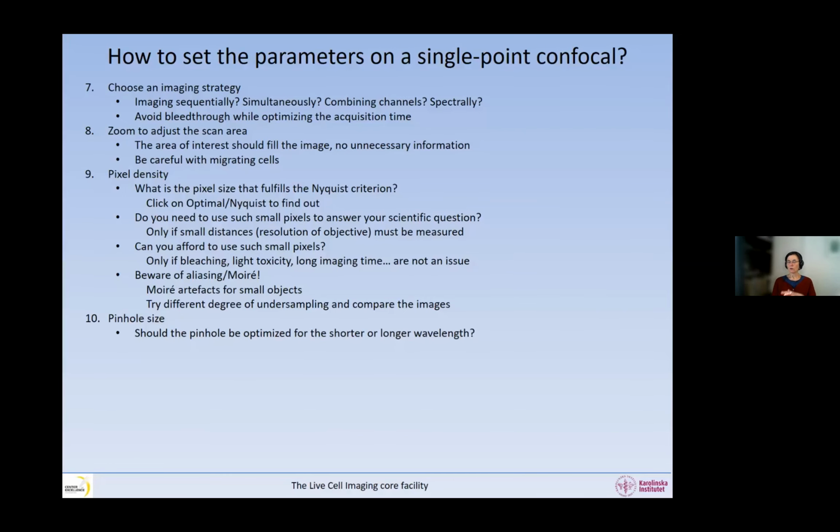Okay, so now we have a sample, we have an imaging strategy, and we have a sample that hopefully doesn't have any bleed through between the channels.